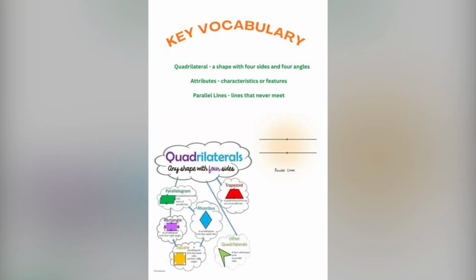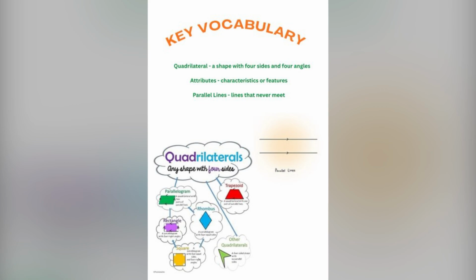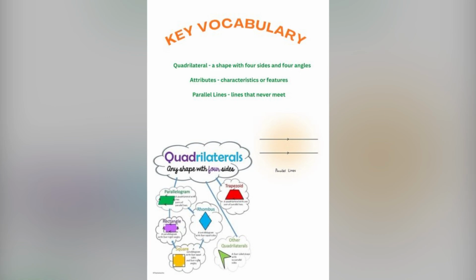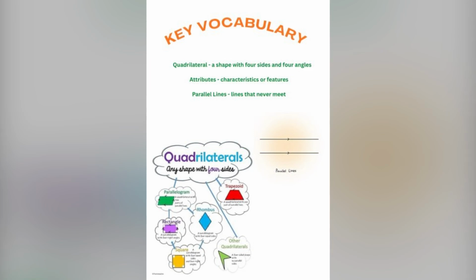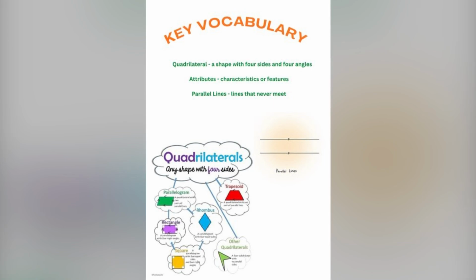Before we begin, let's look at these key vocab words. Quadrilateral. A quadrilateral is any shape that has four sides and is flat. Imagine a shape like a square or a rectangle. Next, attributes. Attributes are like the special features of something. For a quadrilateral, it would be the length of its sides, the size of its angles, or whether it has parallel sides.